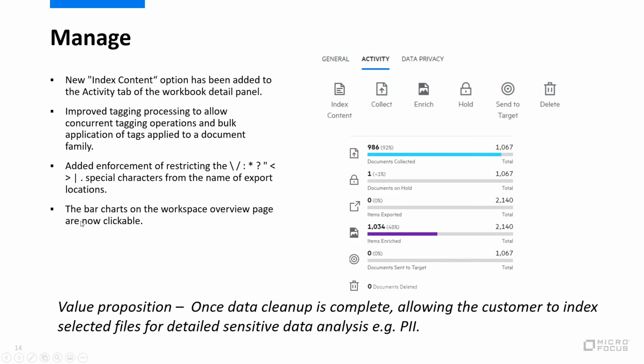We've also updated the bar charts on the right-hand side of the workspace overview page. We had some feedback from customers that intuitively, you think you should be able to click on these bar charts and they'll take you to the items that are collected, items that are on hold, items that are exported. But these weren't clickable before. Now these are clickable and it'll send you through to the results. The value proposition, particularly with this item at the top, is that once the data cleanup is complete, it allows customers to move on to the next stage and index the selected files for detailed sensitive analysis.